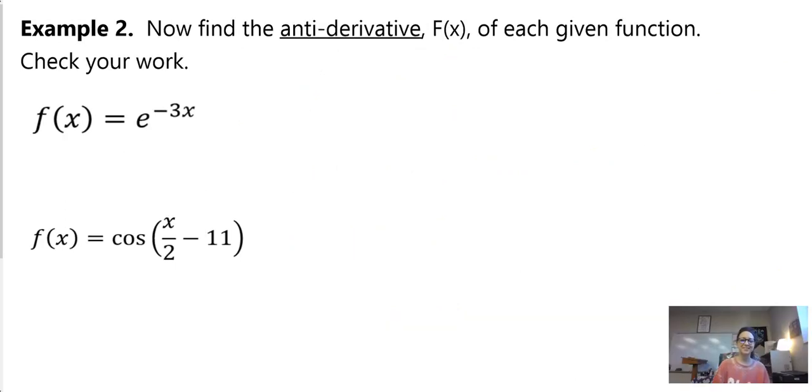Force pause on the screen. Can you go ahead and copy the 2 functions I have? All right, we're back. We've seen these 2 functions before, but this time let's find an antiderivative, capital F of x, for each one.